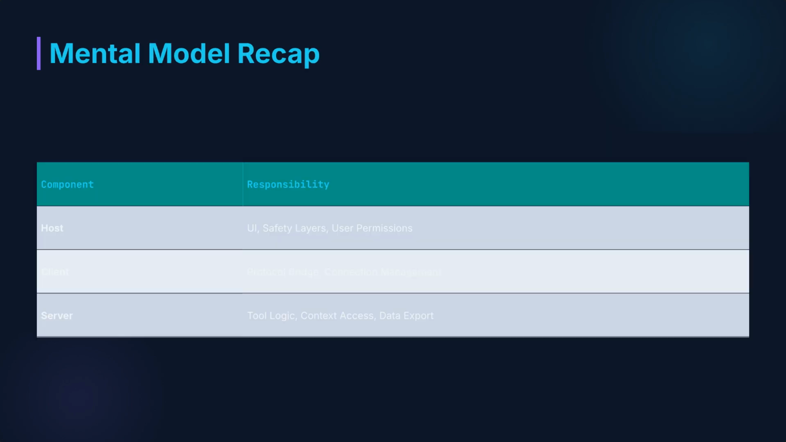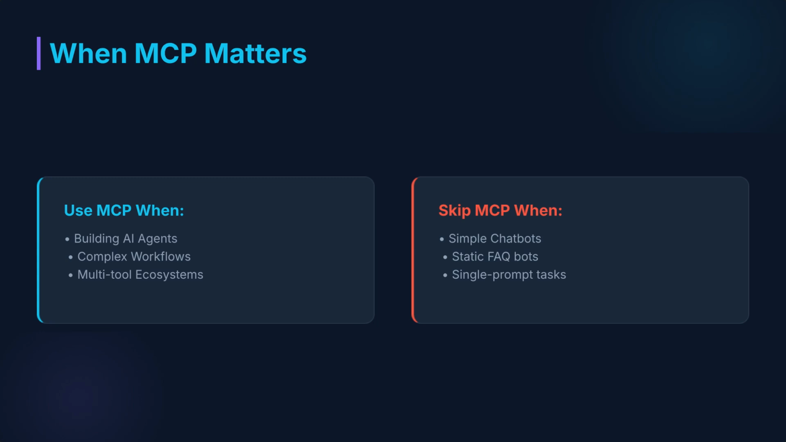In summary, the Model Context Protocol changes the fundamental mental model of how AI agents interact with the world. Use MCP when building AI agents, complex workflows, or multi-tool ecosystems. You can skip it for simple chatbots, static FAQ bots, or single prompt tasks.